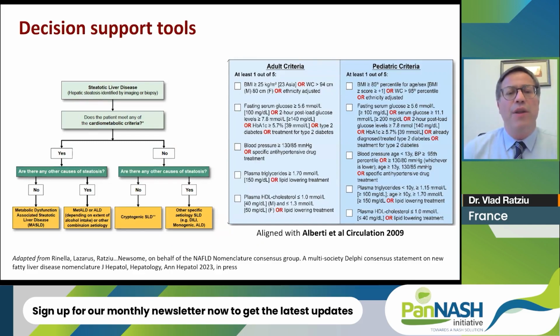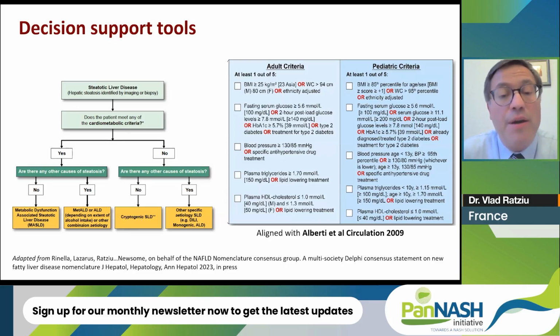So to summarize all that, the current diagnostic flowchart requires that you first identify the presence of excessive liver fat. So that would apply for steatotic liver disease by any method, including different methods of imaging or rarely biopsy. When that is the case, what you need to do is to look for cardiometabolic risk factors. Are there any or not? If there are not, then you have to look for other causes of liver disease. If they are present, then you are in a specific category of secondary steatosis or steatohepatitis. If they're not present, then it's cryptogenic steatotic liver disease.